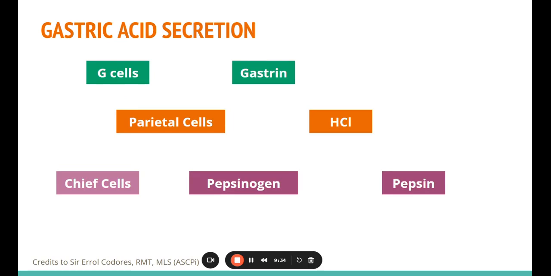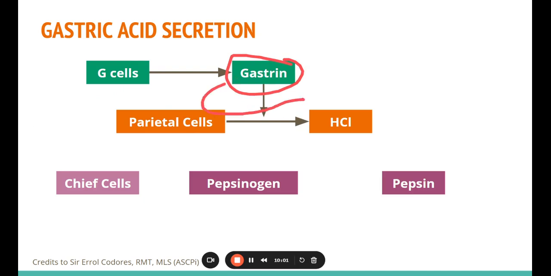Now, let us proceed to gastric acid secretion. When we eat food, of course, they will go to our stomach, and these foods will stimulate the G cells of the stomach to produce gastrin. In the presence of gastrin, we have cells called the parietal cells, which will secrete HCl. So, in short, the gastrin will stimulate the parietal cells to produce HCl.